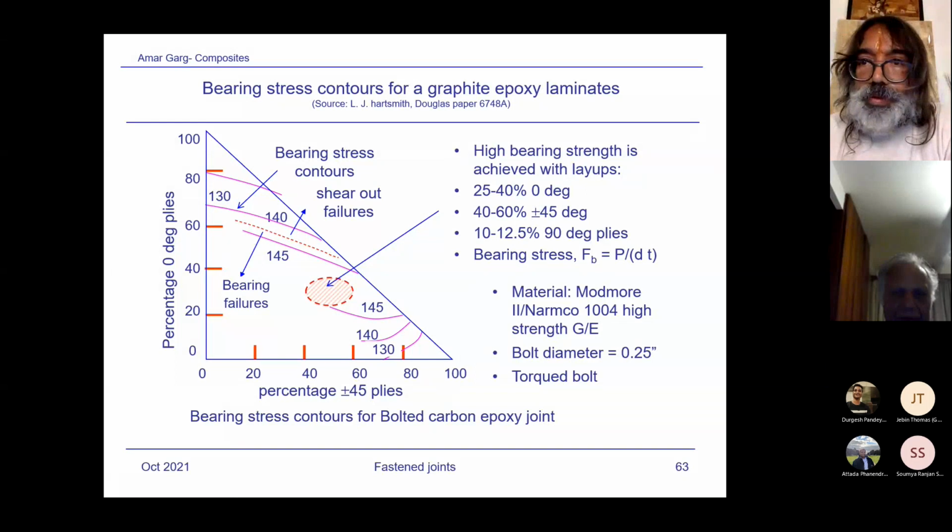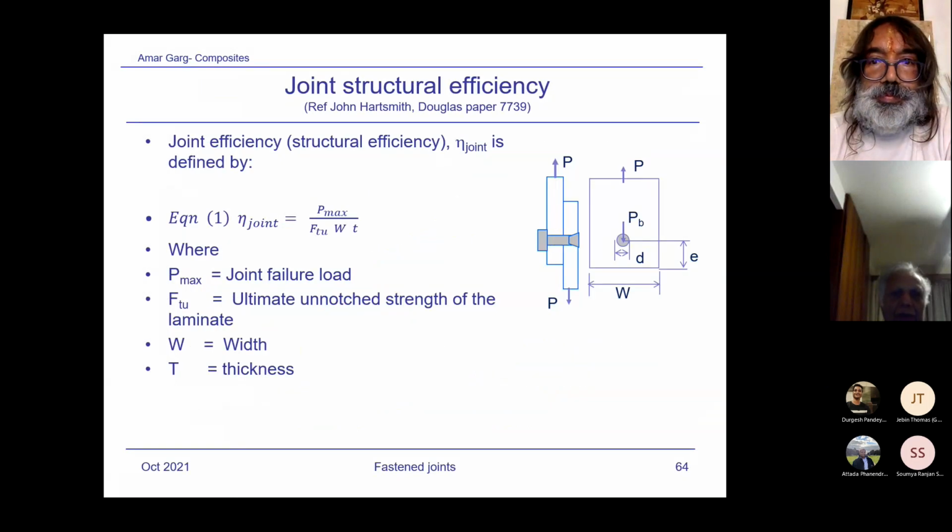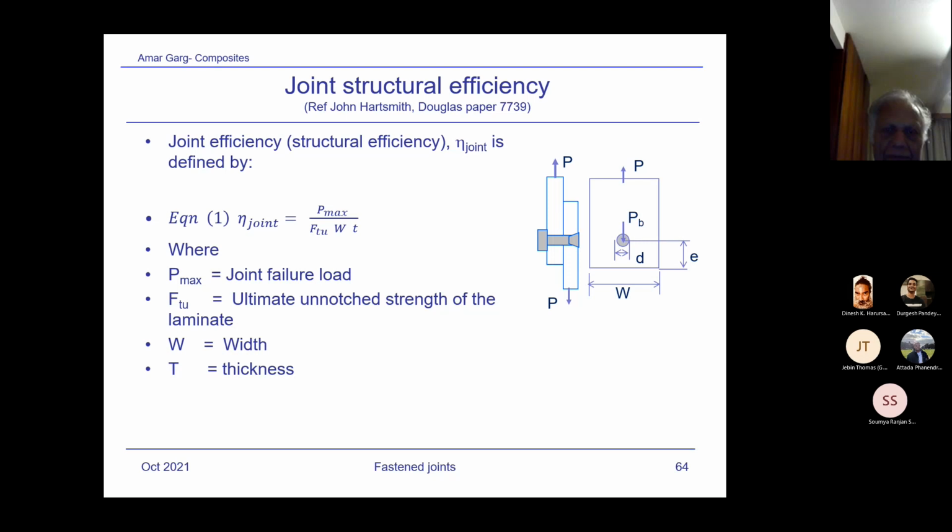Okay, so we discussed this one, of course, the bearing one. Now, I'm just trying to show a few structural efficiency charts, which are taken from John Hartsmith's work. The efficiency of a joint, eta joint, is defined as P maximum, that is the load P for the failure, the maximum load, divided by FTU times W T, where T is the thickness of the plate and W is the width.